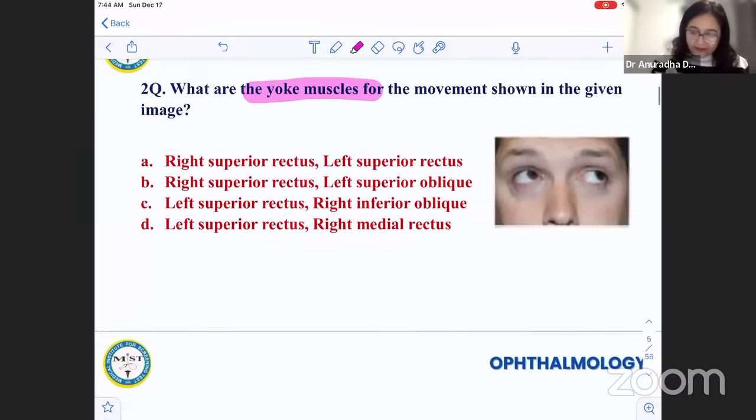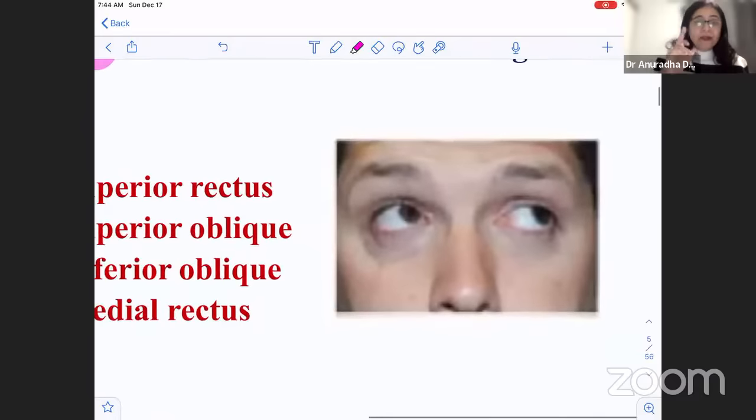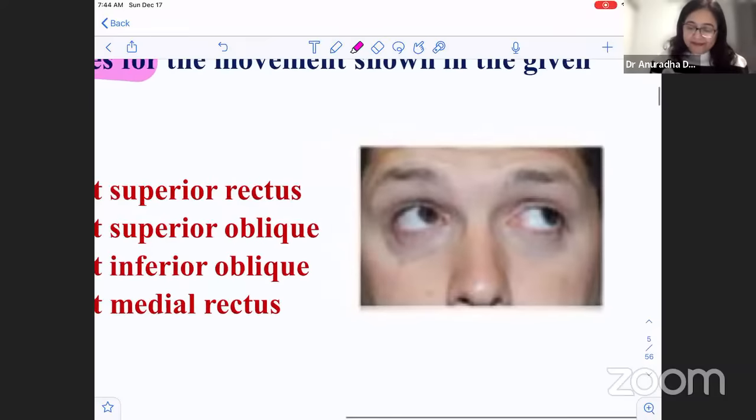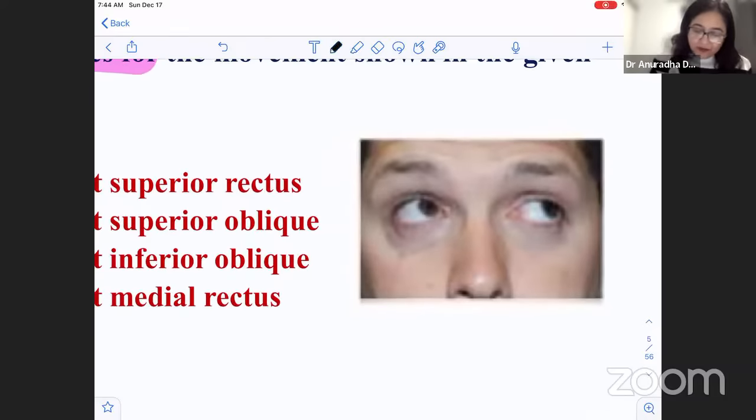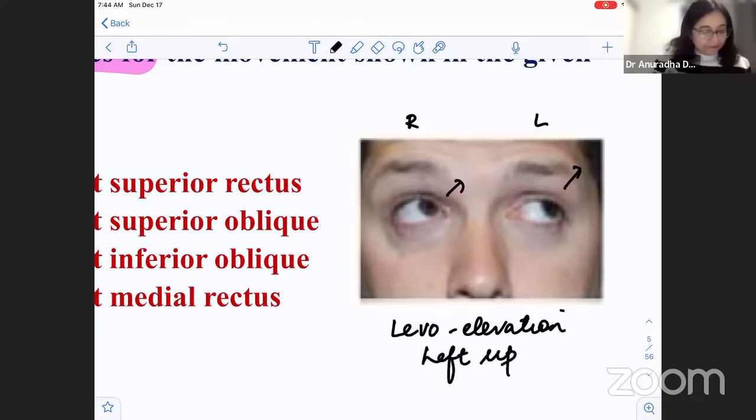Okay. So here in this case, let me show you the picture. In these kind of questions, I will rather suggest, do not go to the choices, because if you read choices, you will get confused. First of all, make your own answer and then find that answer in the choices, beta. Okay. So here, first of all, which movement is this? Can you identify this movement? This is the left eye of the patient. This is the right eye of the patient. Which movement is this, beta? The patient is looking on this side. So this is levoelevation. Patient is looking on left side and up. Agree, beta? Patient is looking levoelevation, left and up.